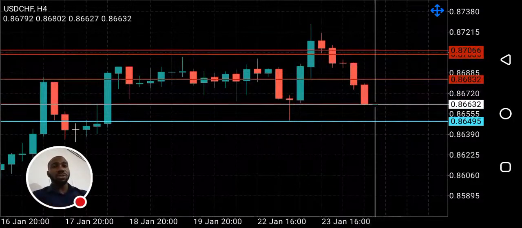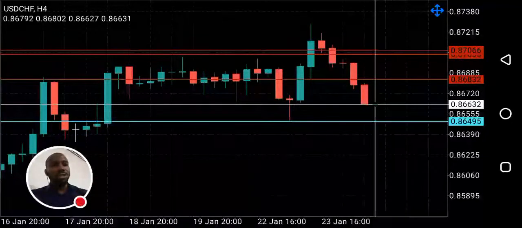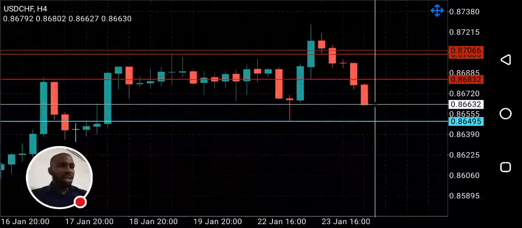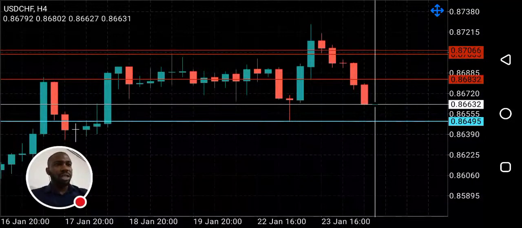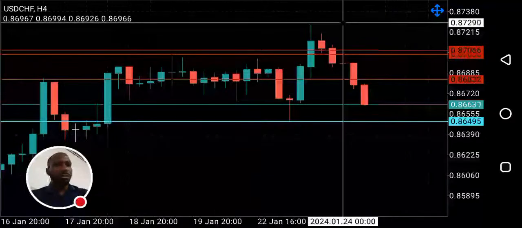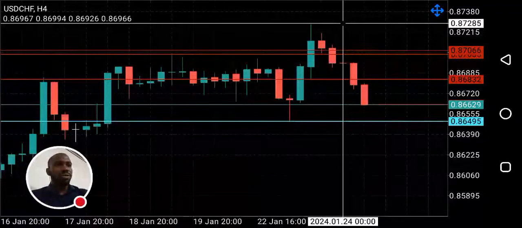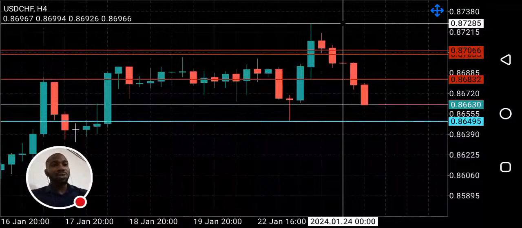Personally, I wouldn't take this trade because price has already gone far from where I ought to have entered the trade. So I don't take such trade. So the market is currently trading at 0.8663, and if I would take this trade, my stop loss would be at this level, 0.8728. That's about 65 pips risk. That risk is too high.